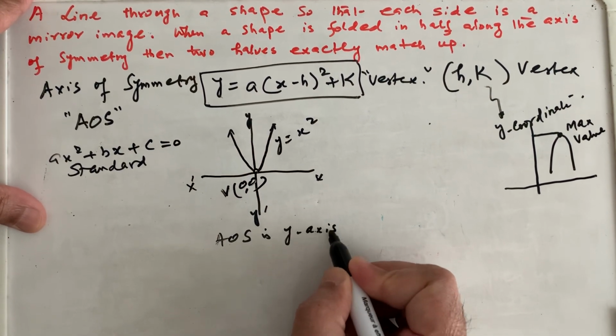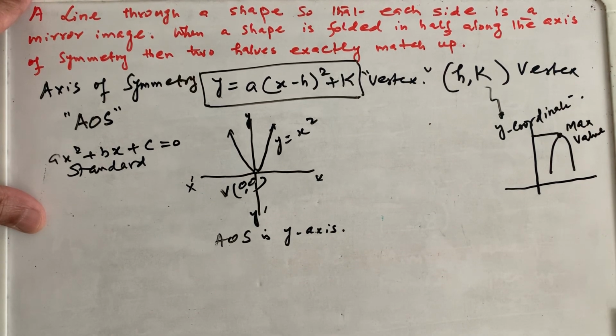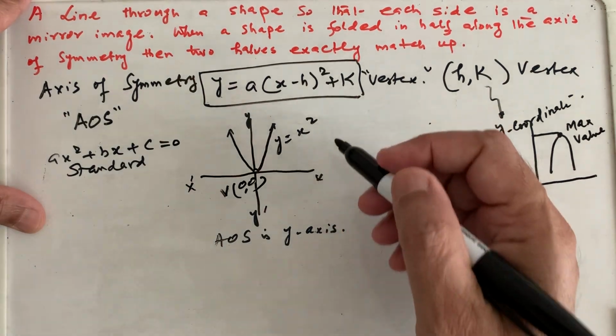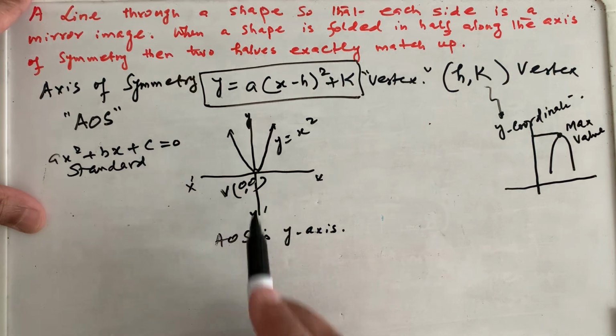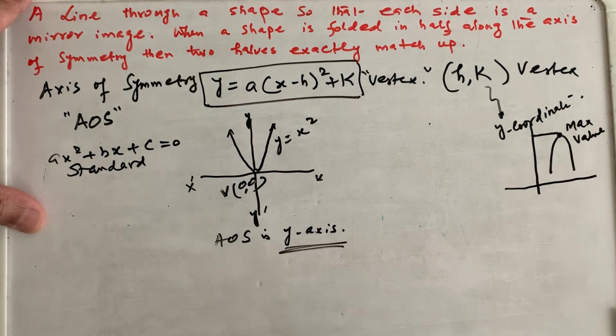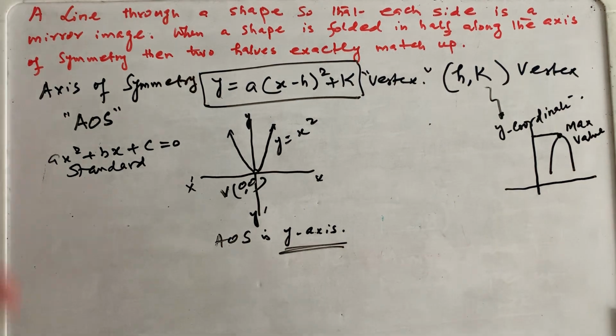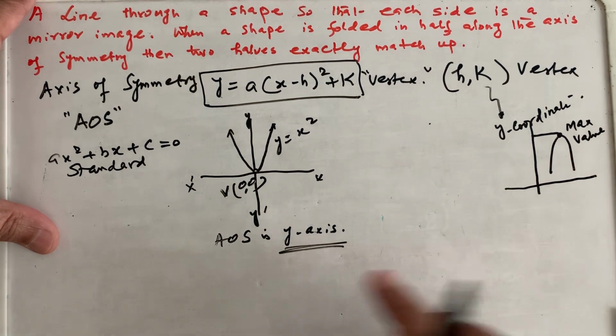Sometimes a small fill-in-the-blank question comes up, asking what is the axis of symmetry of y equals x square. The answer is that y equals x square has the y-axis as its axis of symmetry. What is axis of symmetry? A line through a shape so that each side is a mirror image, and when you fold along it, the two halves exactly match up. So we learned about this.